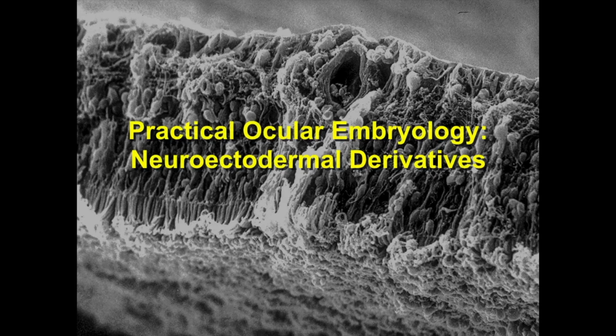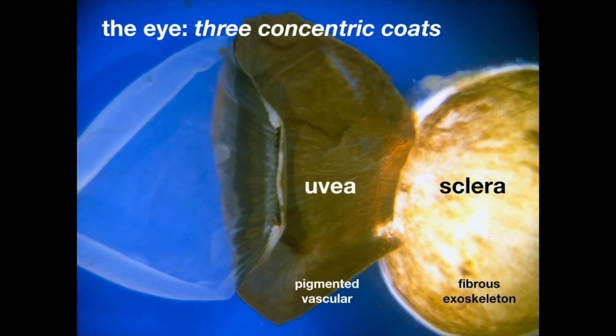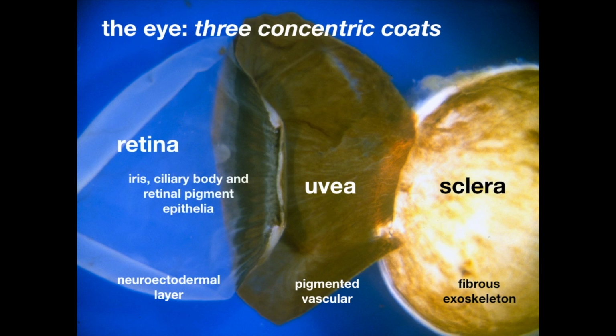Practical ocular embryology, derivatives of the neuroectoderm. The eye is composed of 3 concentric layers or coats. These include the outer fibrous exoskeleton composed of the sclera and cornea, the middle pigmented and heavily vascularized uveal tract, and the inner layer derived from the neuroectodermal optic cup. The neurosensory retina and the iris, ciliary body, and retinal pigment epithelia are derived from this inner layer of neuroectoderm.